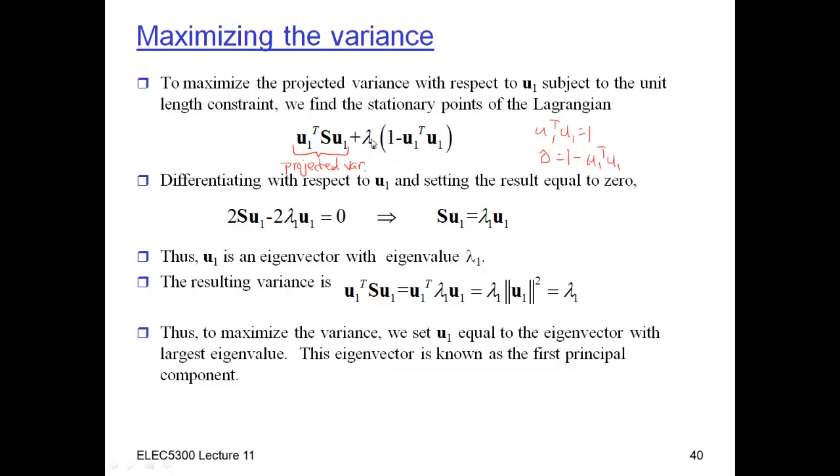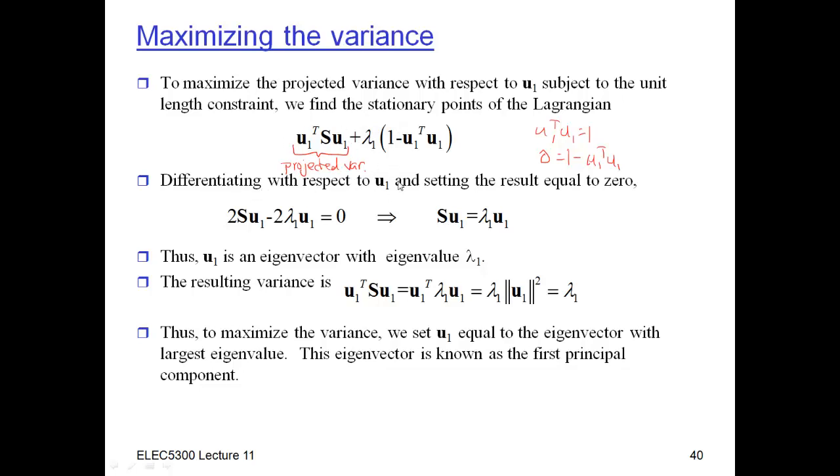Of course, when I differentiate this with respect to lambda 1, then all I get is that this is equal to 0. That's just my constraint. So really, the key thing is just to differentiate this with respect to U1 and set the result equal to 0. And so, if you don't remember this kind of analysis, I go through a short review of constrained optimization in the next part. If you do remember this, then you can just skip that part.